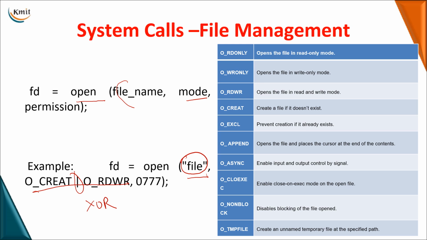And in which mode you are opening the file, it is nothing but O_RDWR, which indicates it is for read and write. So when you want to open a file, you can either open it for only read operation, write operation, read and write, or you create a file if it does not exist. You can prevent the creation of a file if it already exists. You can perform append operations. So these are the general modes we'll be using for opening a file.